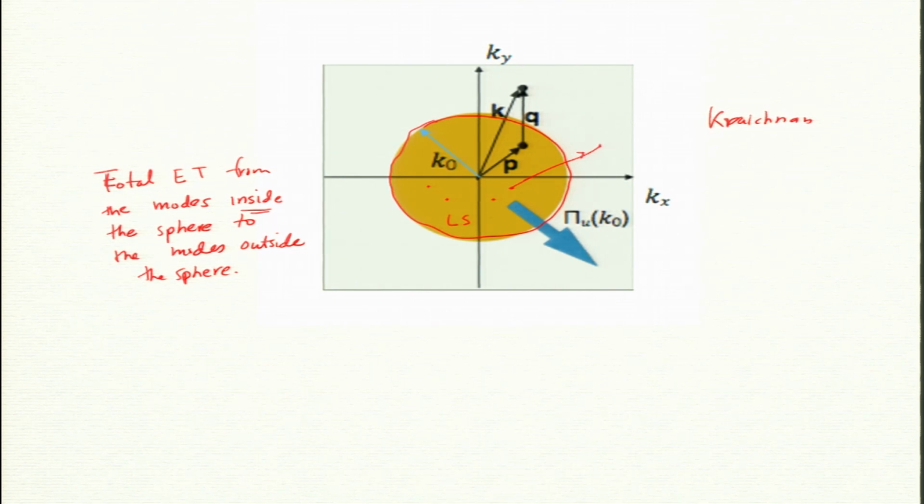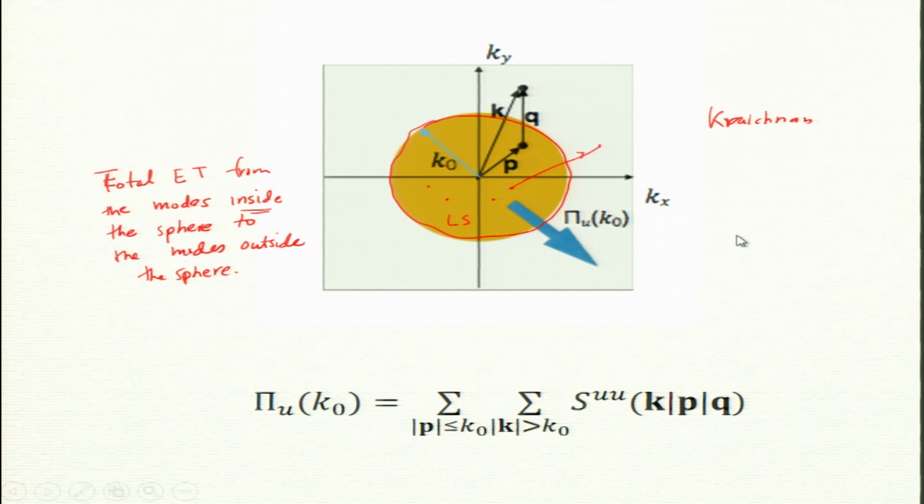So, how will I write this formula with mode to mode? I have the S(k|p,q), right. So, the giver should be where? Inside the sphere, and the receiver should be outside the sphere. So, that is it. So, we write this flux. The radius of the sphere is k naught. So, we have this.